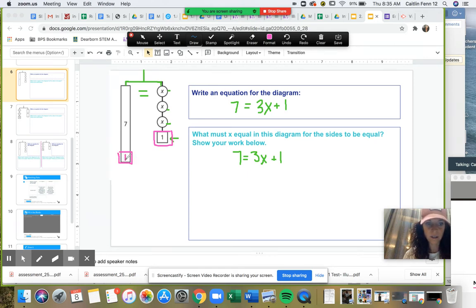Now visually over here, we can see that 1 is equal to 1 on this other side. 1 is equal to 1. So we can cancel that out so that we know that we must be left with 6 over here.